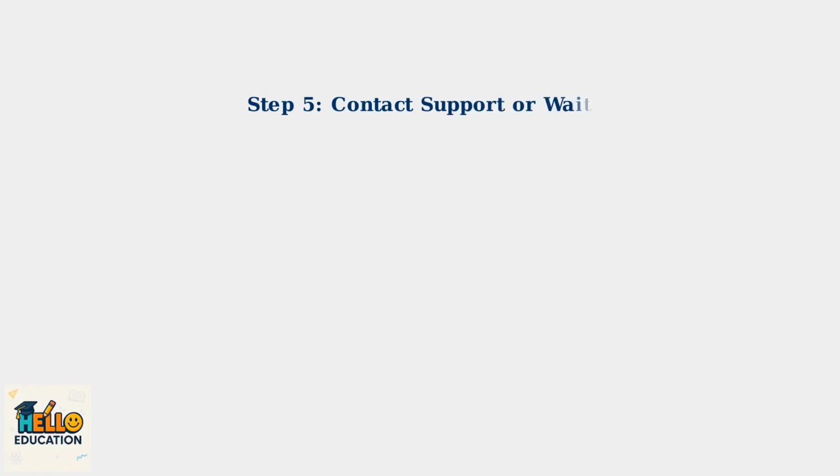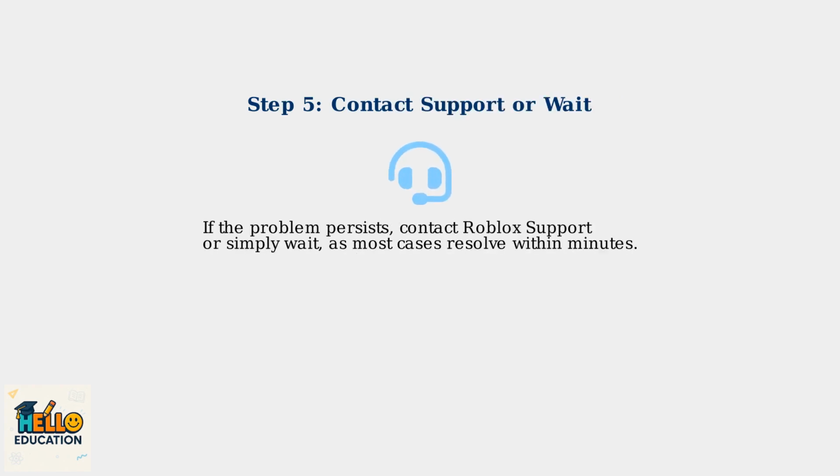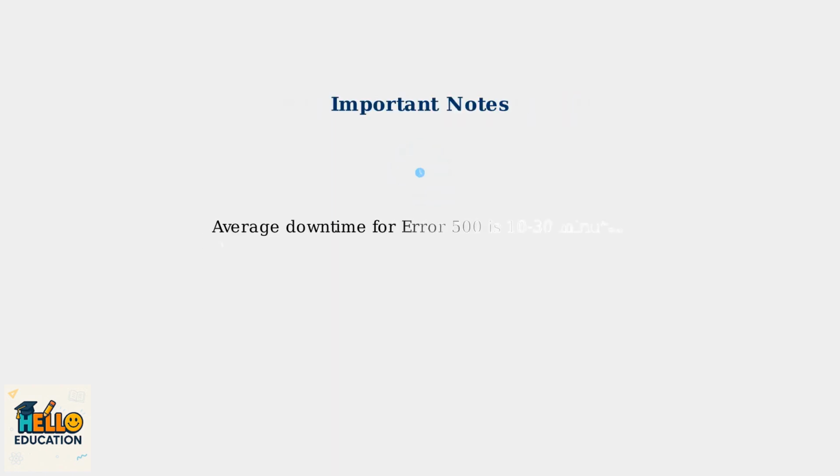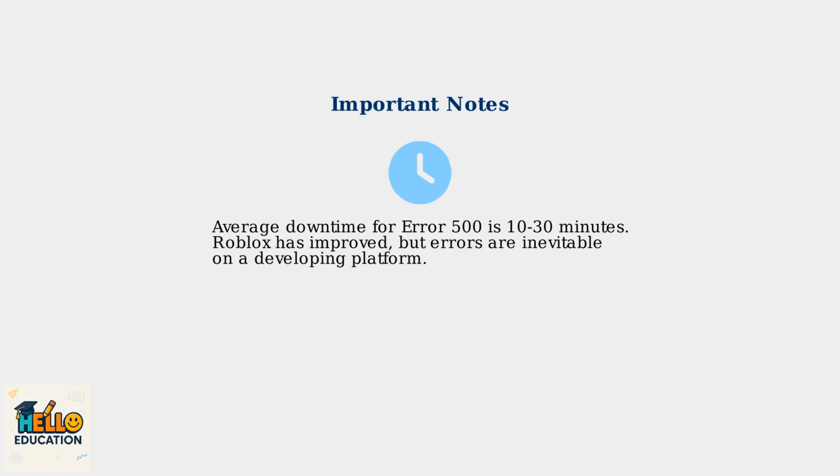If the problem persists, it's best to contact Roblox support or simply wait, as most cases resolve within minutes due to Roblox's auto-scaling systems. The average downtime for an Error 500 is 10 to 30 minutes, showing that Roblox has been improving on the issue. Keep in mind that, because Roblox is still a developing platform, Error 500s are inevitable and can be solved using the methods mentioned.